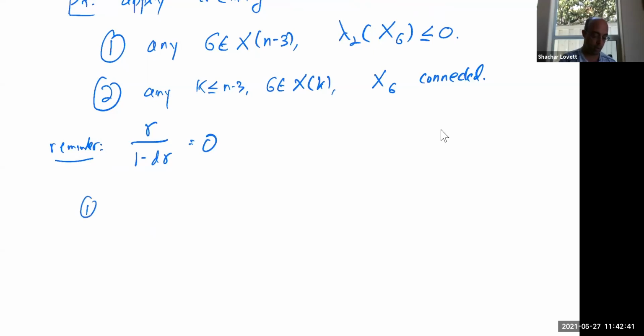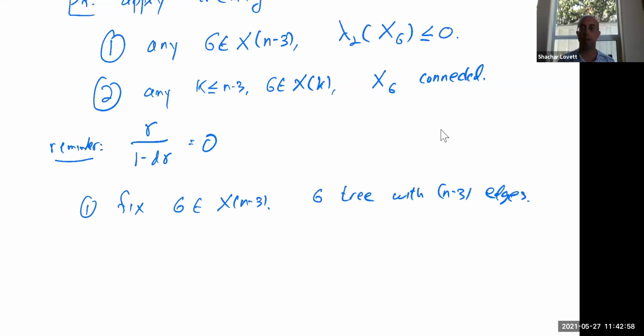So what do we have? So let's fix sigma in X n minus 3. So what is sigma? Remember, sigma is a tree with n minus 3 edges. So it's not a spanning tree. It doesn't have n minus 1 edges. It has n minus 3 edges. And what we're going to prove is the following thing. So we're going to claim, we'll use the following claim.